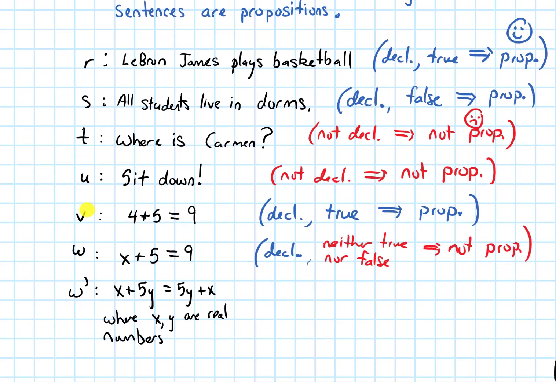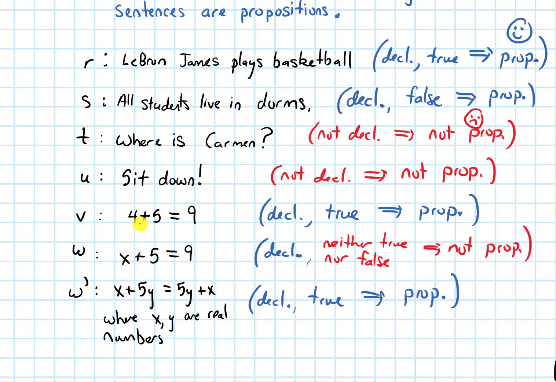All right, what about W prime, the last one? This one says x plus 5y equals 5y plus x, where x and y are real numbers. When I switch the order, when we add these two numbers, it's the same. So this is declaring some fact, and is that fact true? Well, yeah. If I add two numbers like x and 5y, and then I switch their order and add them, it'll give me the same thing. So that makes this a proposition as well.